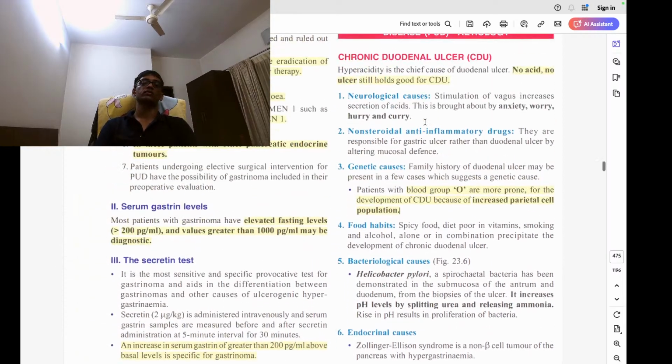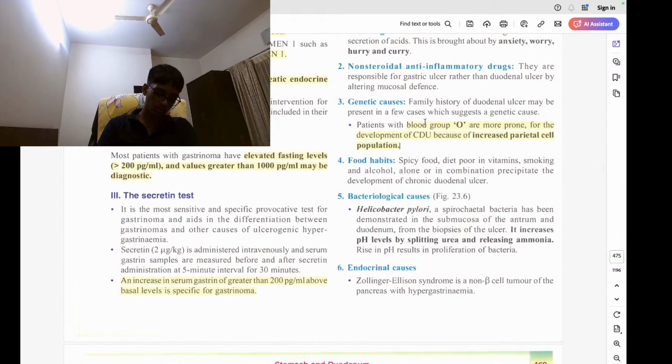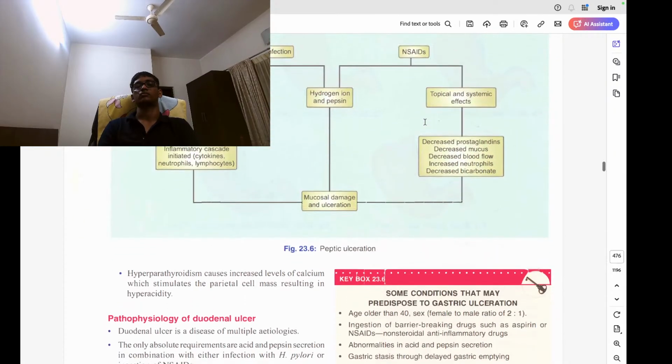Endocrine causes: you have Zollinger-Ellison syndrome, a non-beta cell tumor of the pancreas with hypergastrinemia. Hyperparathyroidism causes increased level of calcium, which stimulates the parietal cell mass, resulting in hyperacidity.